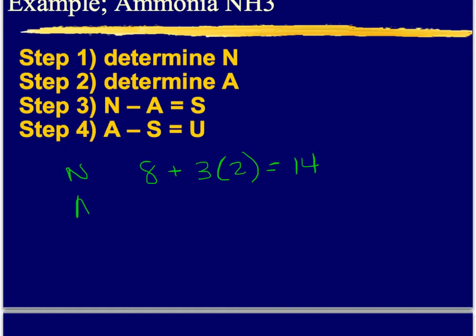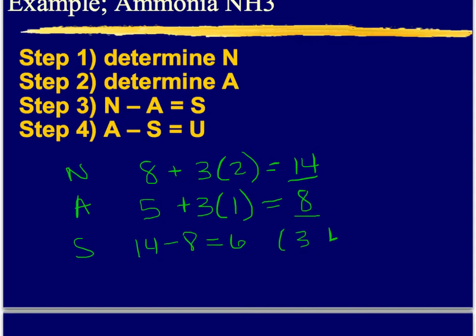Next, we're going to find our available. So nitrogen brings 5 valence electrons to the table. Again, we have 3 hydrogens, and each hydrogen brings 1 valence electron. So then 5 plus 3 is 8, and this is how many electrons we have available. Now let's figure out how many are going to be shared. So what you're going to do is take your needed minus your available. So I'm going to go 14 minus 8 equals 6. So I know I'm going to have 6 shared electrons, or we might also think of this as having 3 bonds or lines drawn in our structure.